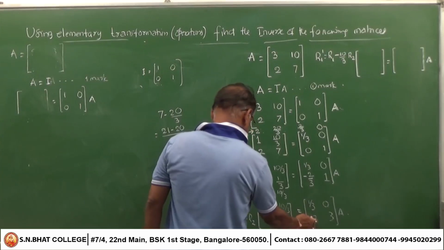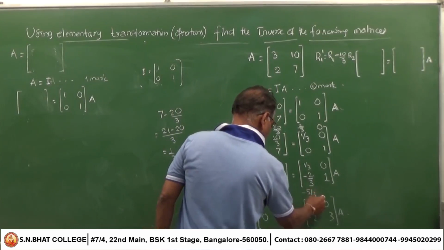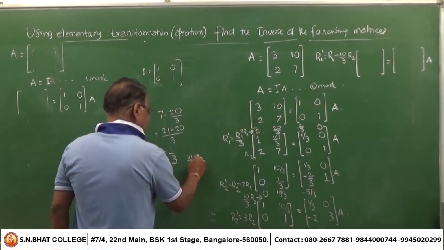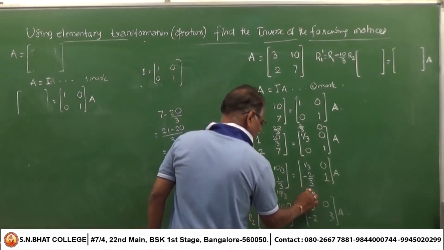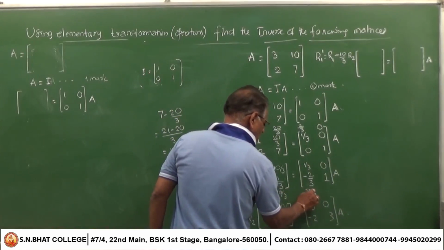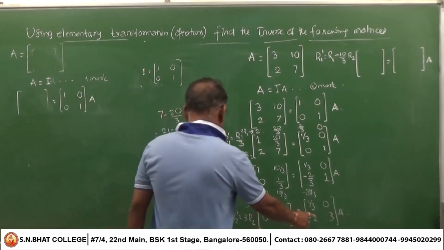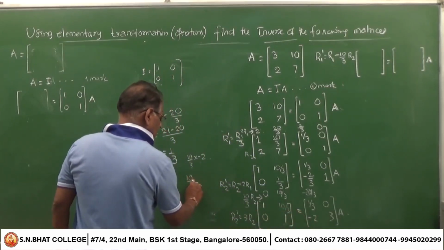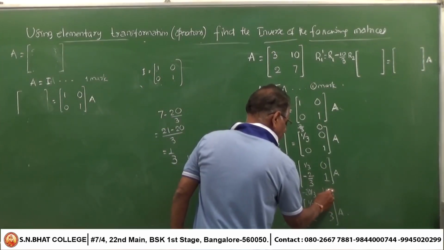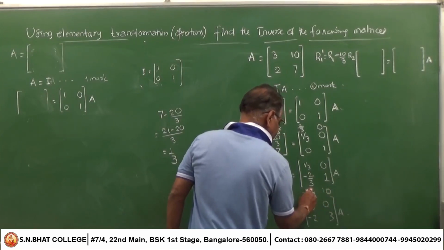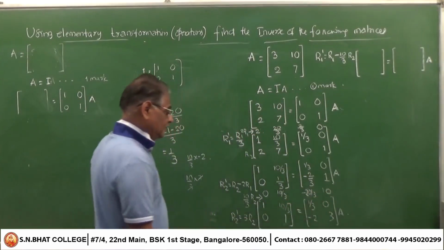Next, 10 by 3 into minus 2 is minus 20 by 3. 10 by 3 into 3 is nothing but 10. Minus 2 into 10 by 3 is minus 20 by 3.